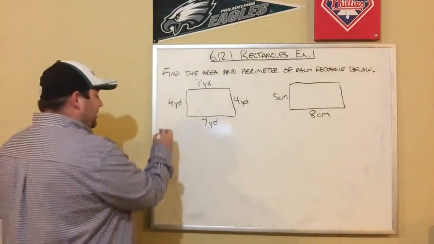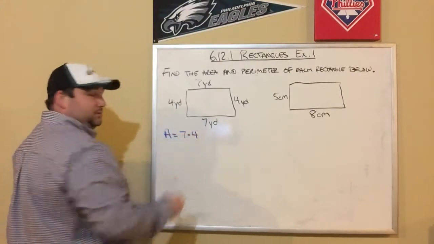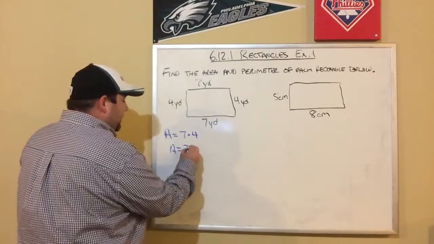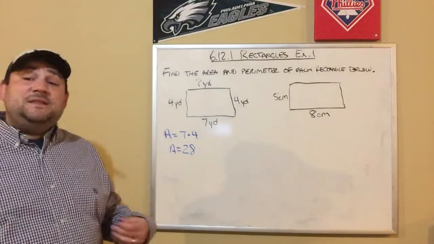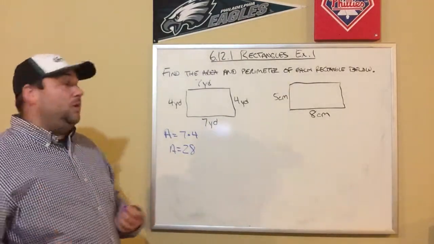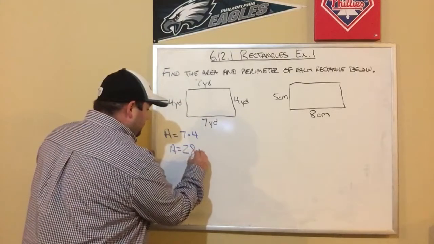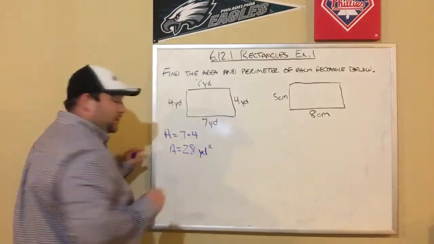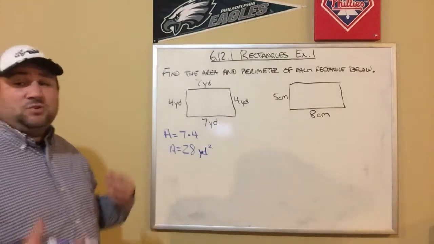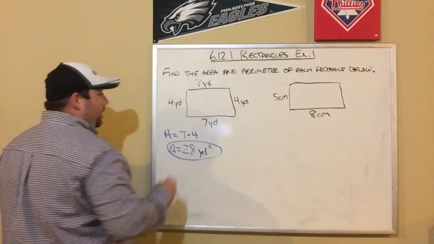So to find the area, I'm just going to put A for area. It's just 7 times 4. That's all it is. 7 times 4 is 28. So my area is 28, and then I need to label it. This is where you need to be paying attention. Area is square units. So in this case, it's going to be square yards. So I can do yards and put the little exponent 2, which we know means square. So 28 yards squared, or you could say 28 square yards. Either answer is fine. That's the area of that rectangle.